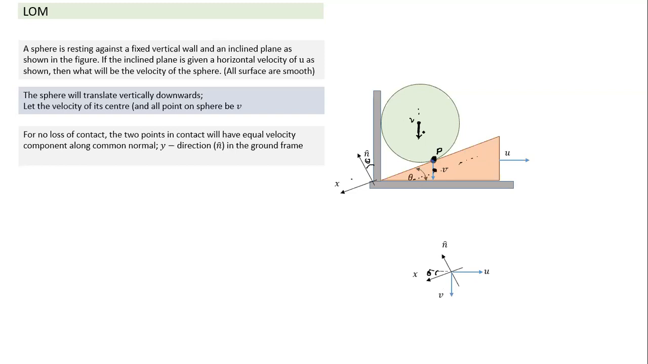We have replaced the whole object with a point here because it is in translation. So whatever velocity this particle on the sphere has, every particle on the sphere also will have the same velocity, v. Now let's take which component has to be equal. Let's take its component along the common normal, and this velocity component also along the common normal. So this angle becomes theta here. What is the normal component here? u sine theta. What is this component of v along n cap?